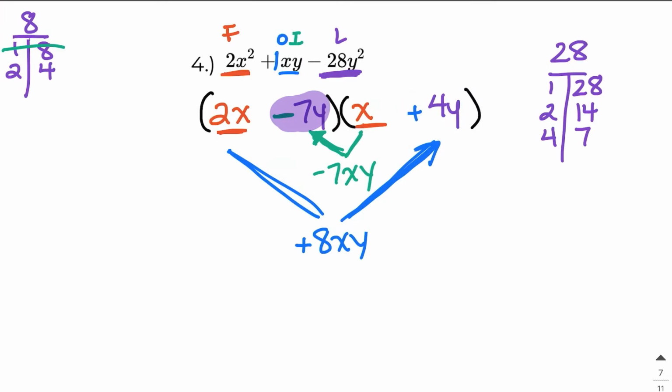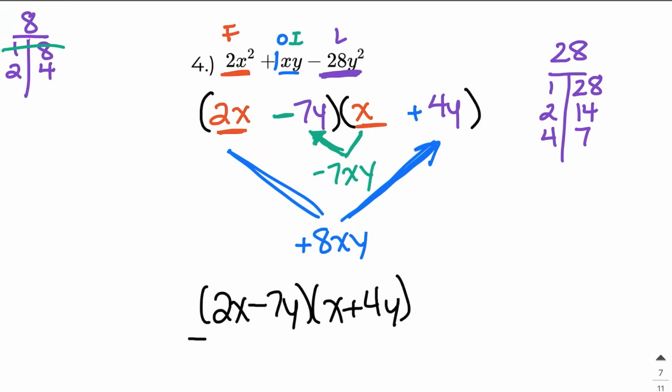So this worked for me, and I can now say that my final answer is going to be 2x minus 7y times x plus 4y.